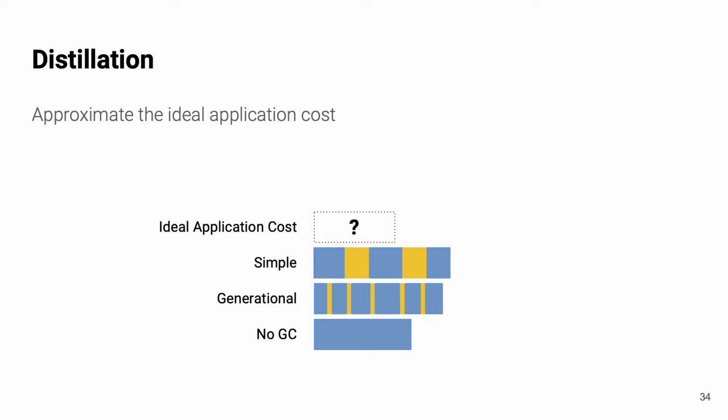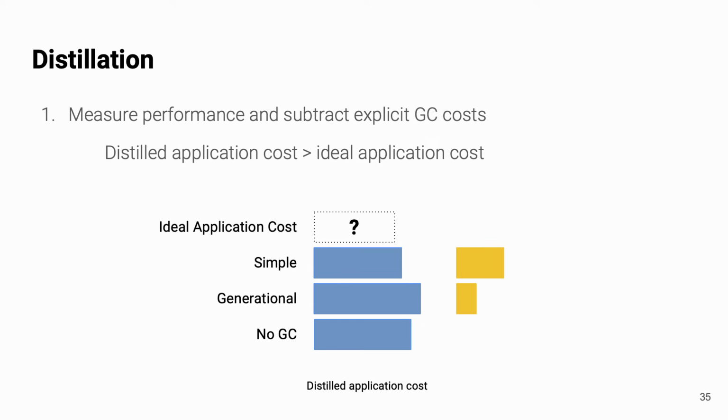Fortunately, we can approximate this ideal application cost. We call this method distillation. Just like when you have a mixture of different liquids and you want to remove one, you distill the mixture. The total execution cost is a mixture of GC and application cost. We are trying to remove as much GC cost as possible. So how do we do that?